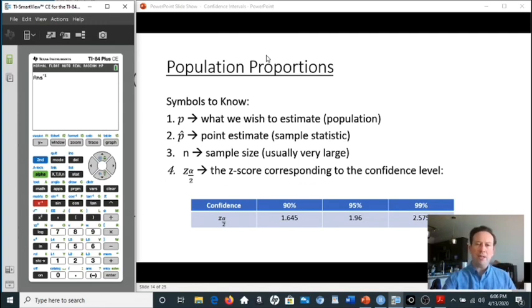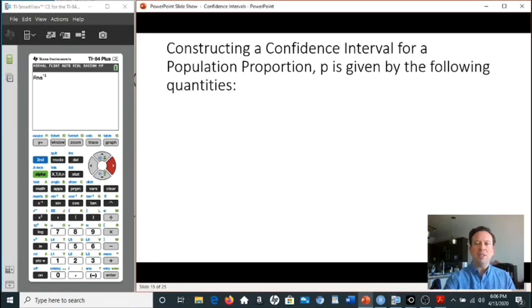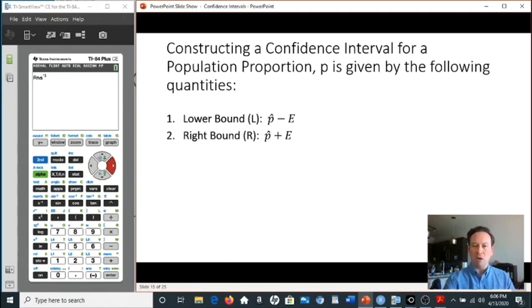Okay, so I'd like to go back to where we left off here. The next step is to look at how we construct a confidence interval for a population proportion, which we're calling P. We're trying to estimate that, and it's given by the following quantities. Remember, we're going to need a lower bound and a right bound for the interval. So the point estimate is P hat, and then you add and subtract the margin of error. And the margin of error is computed by the following.